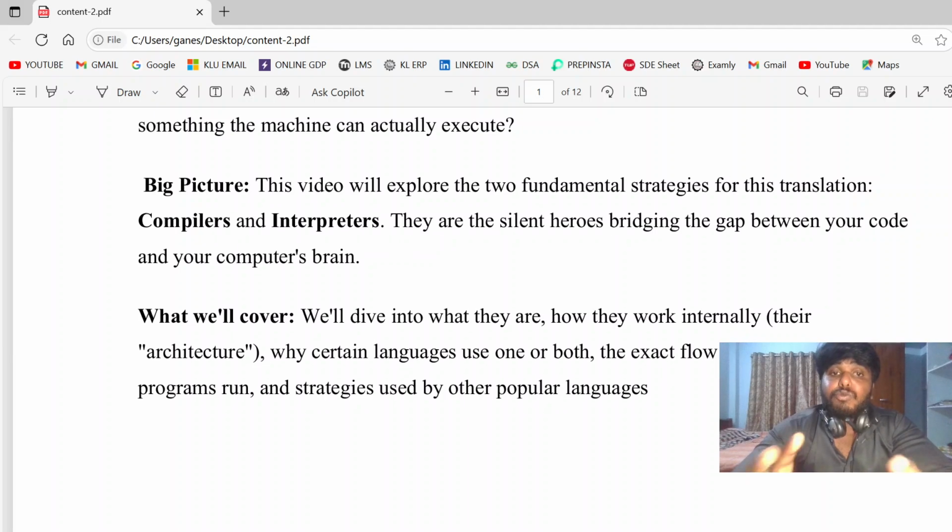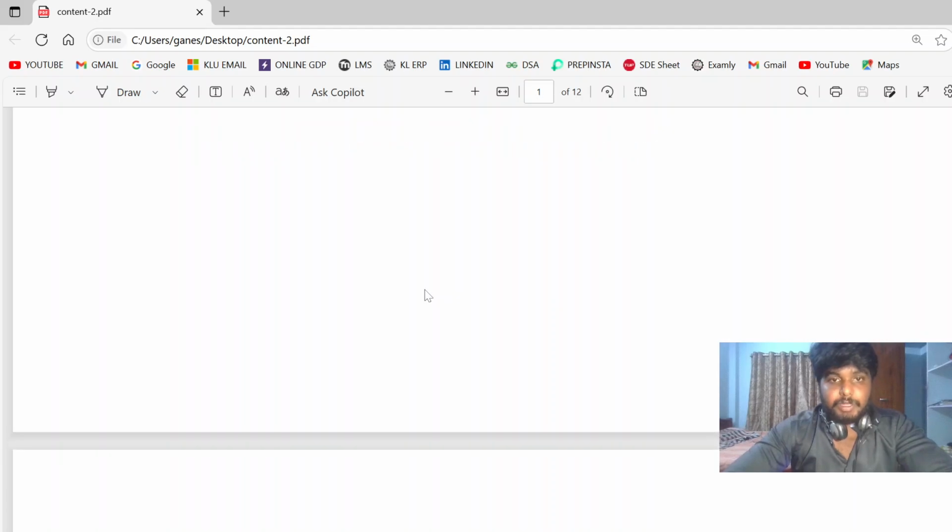What we will cover in this video is what they are, how they work internally, the architecture, and why certain languages use one or both. So which language uses both compiler and interpreter? The language I'm teaching, Java. We will also see the exact flow of how C and Java programs run. Let's get more practical and understand this topic better.